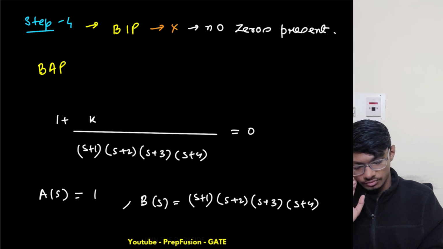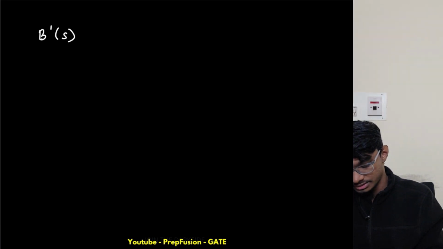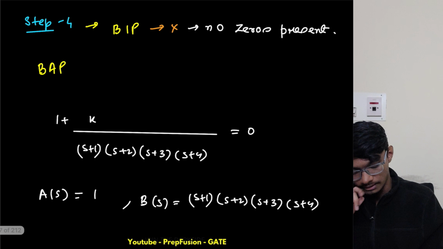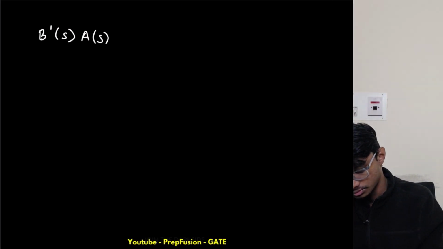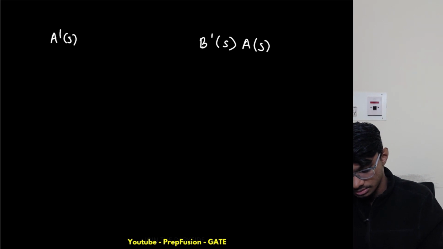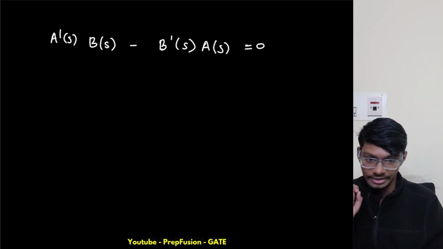So now what you do is the differentiation of this one will be 0 only. So what will we get? I will get B'(s) into A(s) should be equal to 0. Okay, am I doing this right? Yes, B'(s) into A(s) should be equal to 0. Now I will explain it further. A'(s) into B(s) minus B'(s) into A(s) will be equal to 0 for calculation of the break-in point basically.